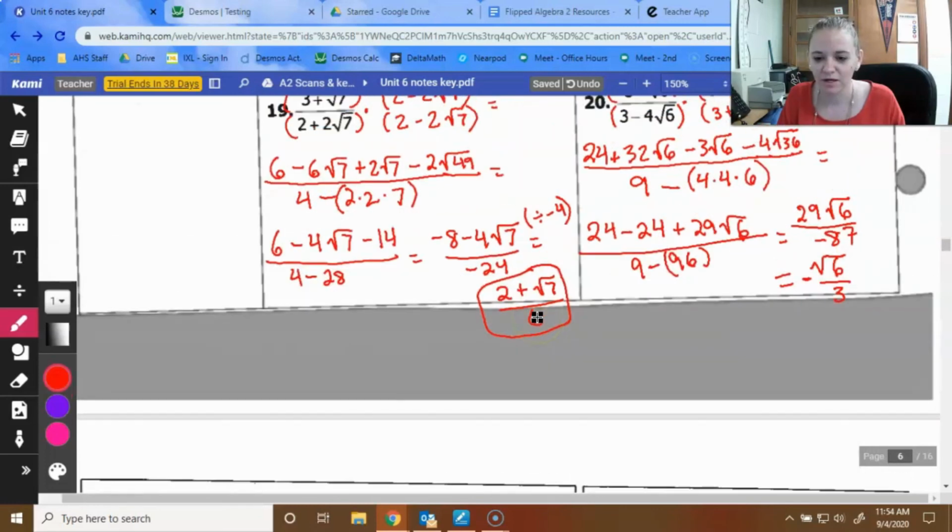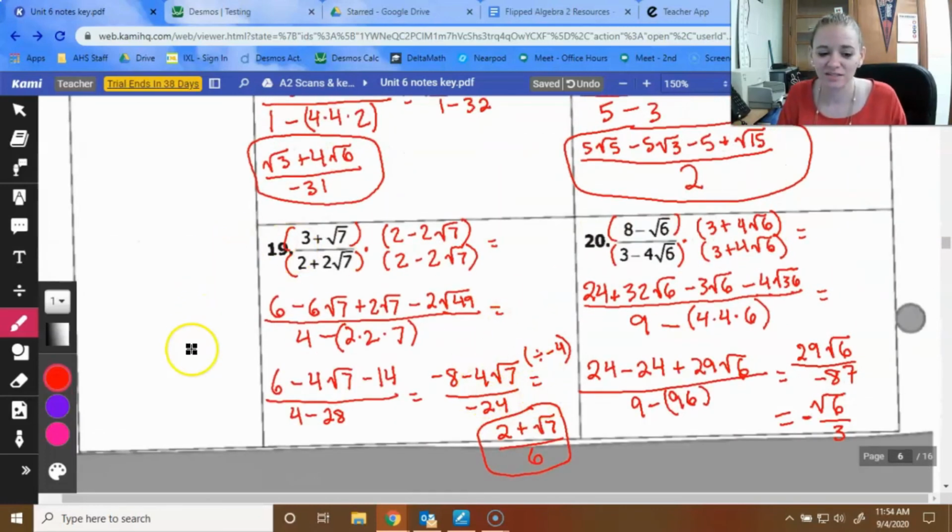Okay, so that's it for this section. That's dividing. Yeah, that can be kind of tricky. A lot of work, tedious work, but important stuff.